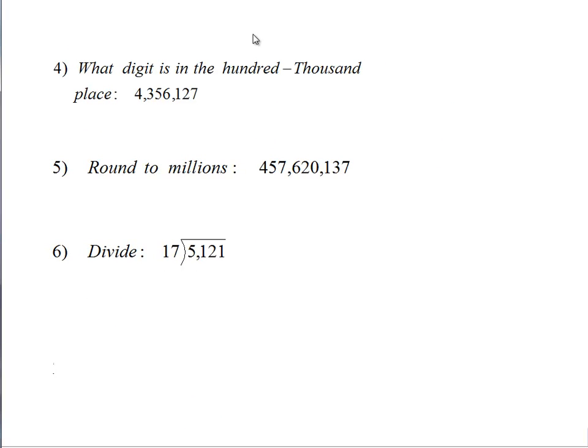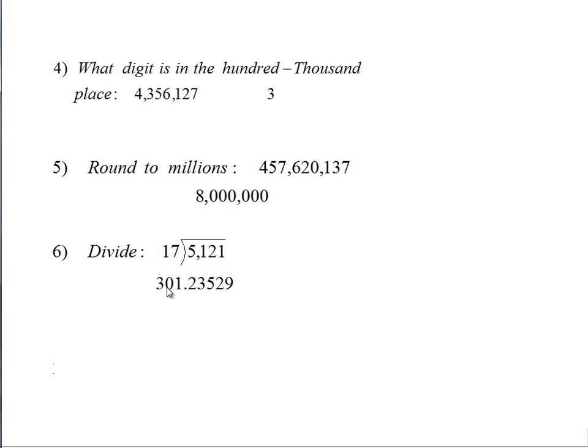Okay, number 4, 100,000 place. We go ones, tens, hundreds. This is hundreds. Then thousands, 10,000s, 100,000s. This is 3 right here, and the 4 is in the millions. So 3 is in the 100,000s place. Round off to millions. Again, ones, tens, hundreds, thousands, 10,000s, 100,000s, 7 million rounded up to 8 million.